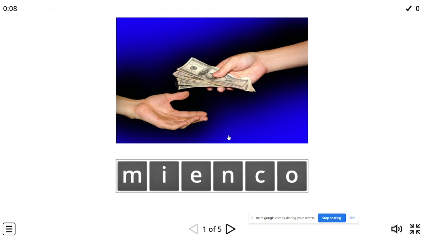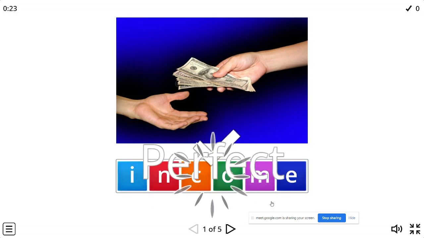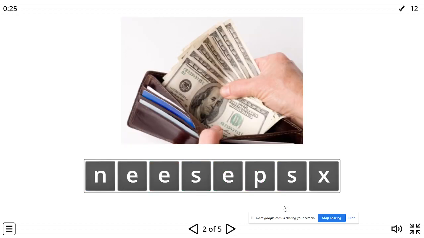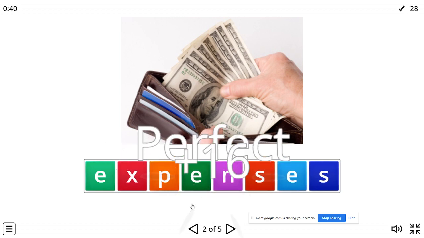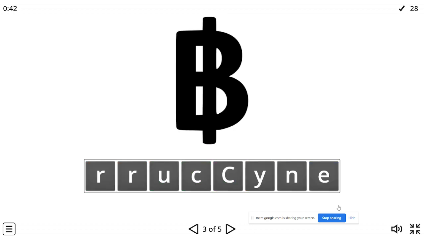What do you think this word is? Income. Yes, so how do we spell income? Yes, income. Correct. Next. How about this word? Expense. How do you spell expense? E F E N. Yes. Next, what do you think is this?